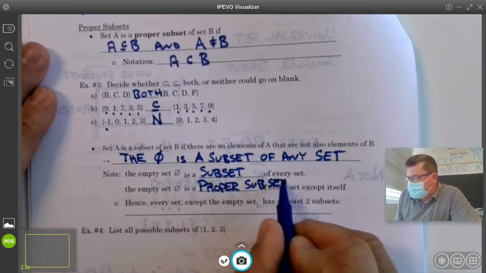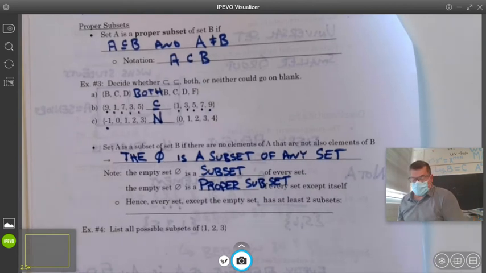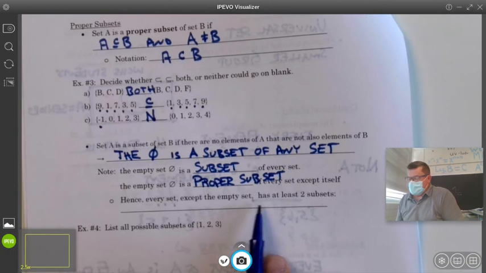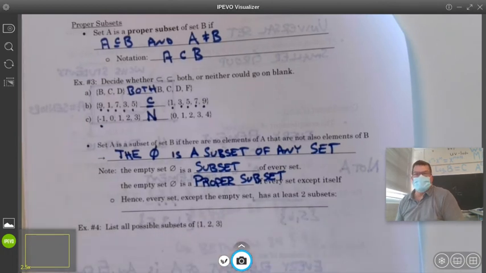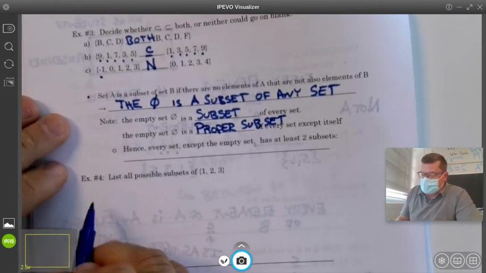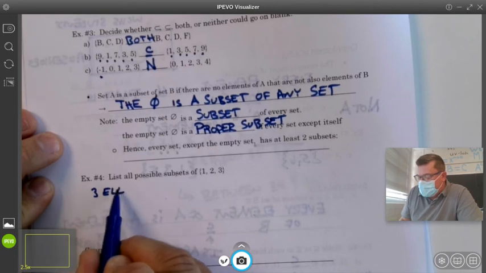As soon as we get through all this terminology, these problems really aren't that complicated. Hence, every set except for the empty set has at least 2 subsets, itself and the empty set. Okay? Let's list all the possible subsets of the set that contains 1, 2, and 3. I like to do it systematically. I'm first going to list the subsets that have 3 elements in them.